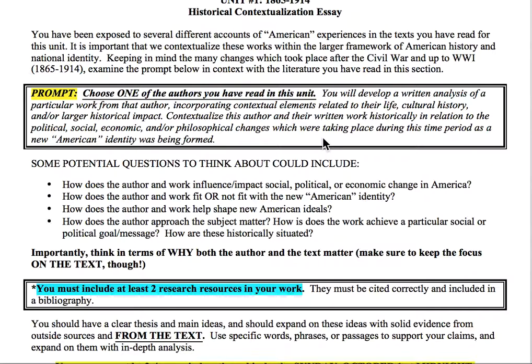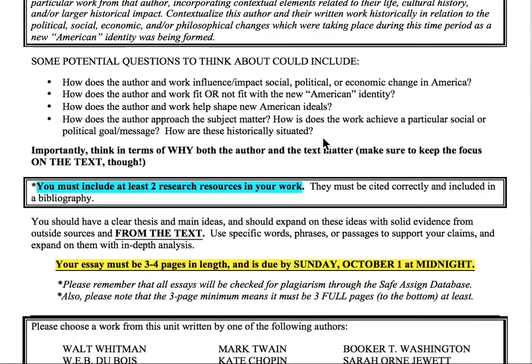And how does the author's identity, their background, and what's going on in the time period historically, contextually, whether it's in terms of economics, philosophy, art, thought, leadership, or law, how is that reflected through this work? So some things you can really think about. How does the author in the work influence or impact the social, political, or economic change in America?